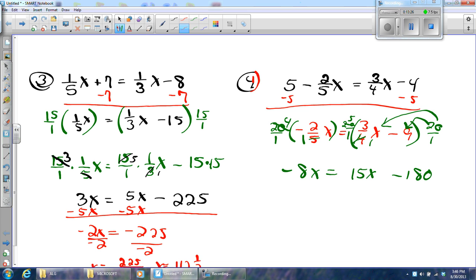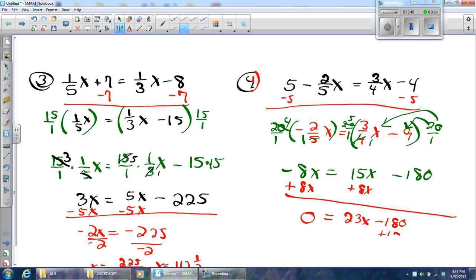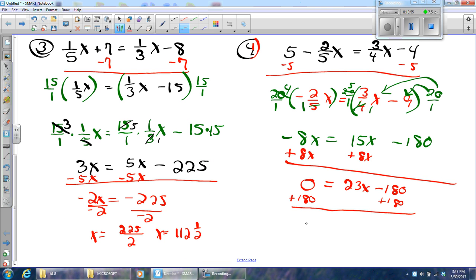Now, some of you may want to be adding 8x to each side. And that's fine, you can do that. This will create one extra step. I'll do it to show you how. The left-hand side becomes 0. That 0 is very important. 8 and 15 is 23x minus 180. Then you have to add 180 to both sides. And we will have 180 equals 23x.